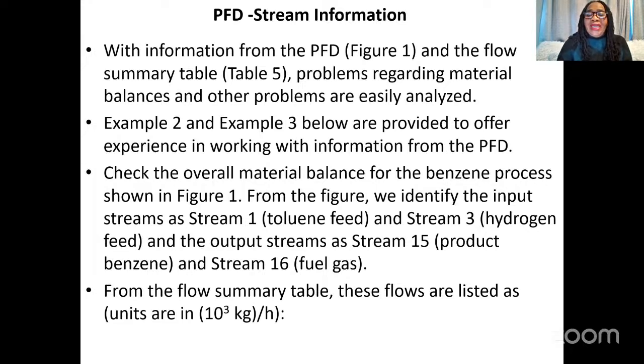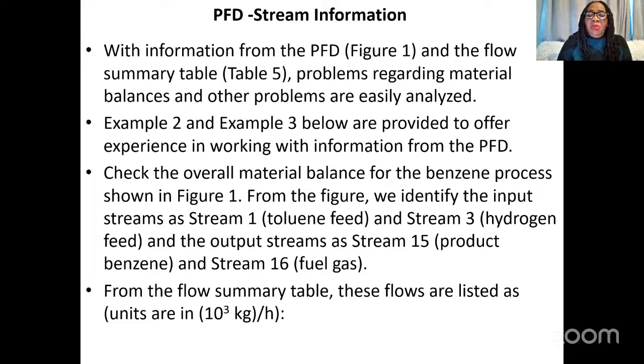From the figure, we identify the input streams as stream 1, that diamond with 1 that I showed you not long ago. Stream 1 is the toluene feed stream. And we have stream 3, hydrogen feed. We're talking of inputs. We want to balance what comes in and what goes out. If it balances, then it's okay, no problem in that process. If it doesn't balance, there's a leakage somewhere. So let us see if the overall material balance is okay.